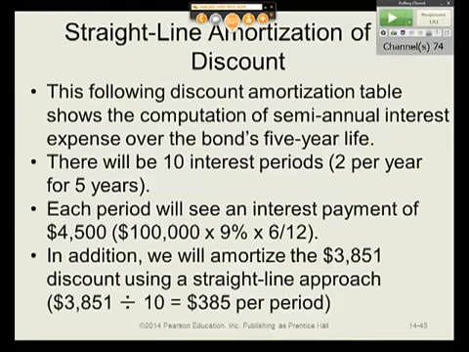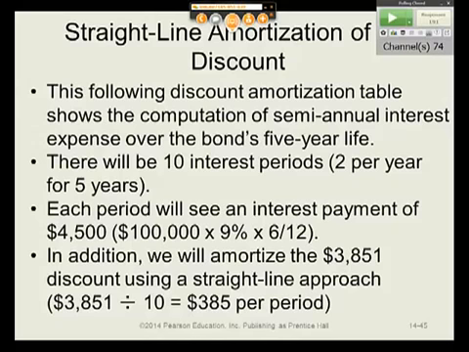So let's talk about the bond amortization. The bond amortization will be over, as I said, 10 interest periods. The 10 interest periods come from the 5-year semi-annual. The semi-annual coupon rate is 4.5% or $4,500 per period. We are going to amortize the discount on a straight line basis.